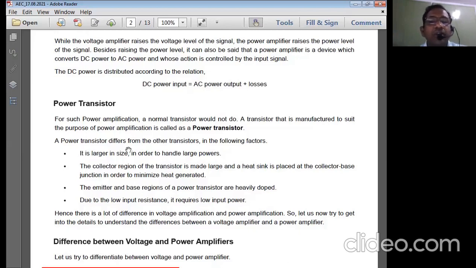Therefore, what are the basic important bullet points that we have to remember for a transistor to be called a power transistor? Because the transistor used in the power amplifier depends on these following factors. What are the factors? It is large in size in order to handle the large power dissipations. So definitely we say that the power amplifiers are going to dissipate large amounts of power.